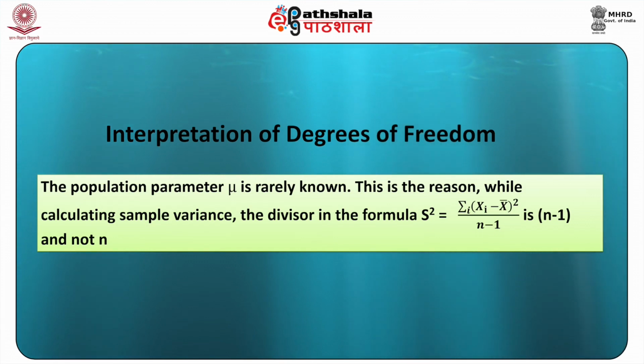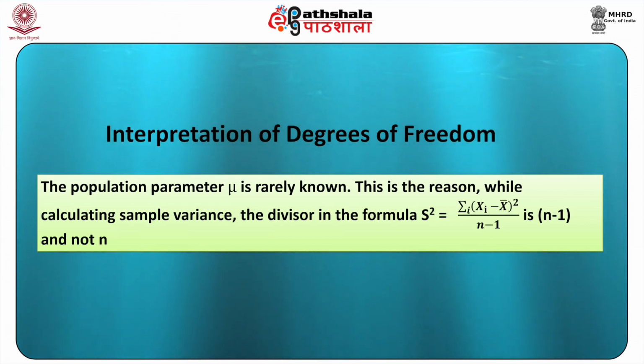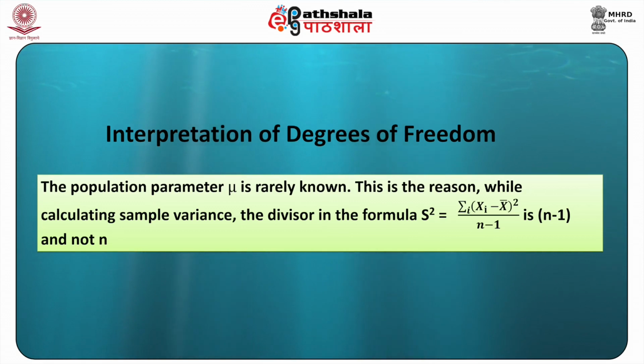This is the reason, while calculating sample variance, the divisor in the formula s square is equal to sigma xi minus x bar square upon n minus 1, and is n minus 1 and not n. So let me emphasize, the divisor in the formula s square is n minus 1 and not n.